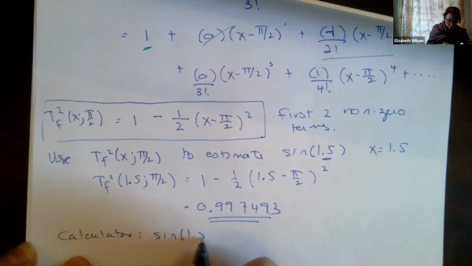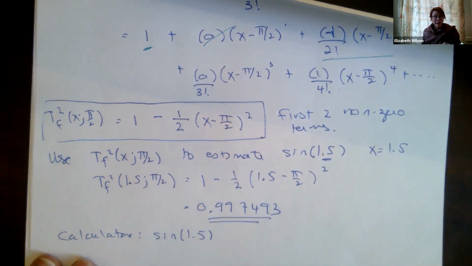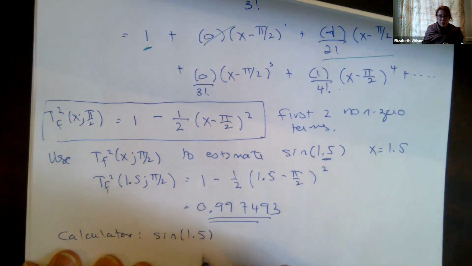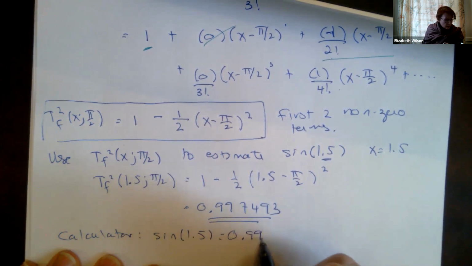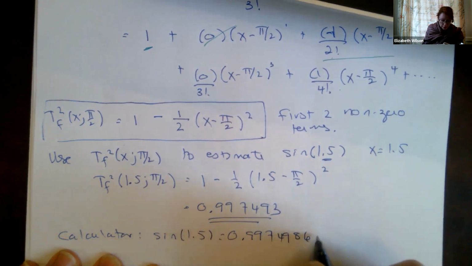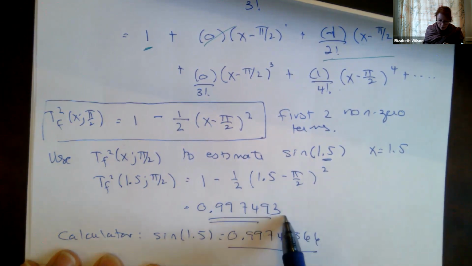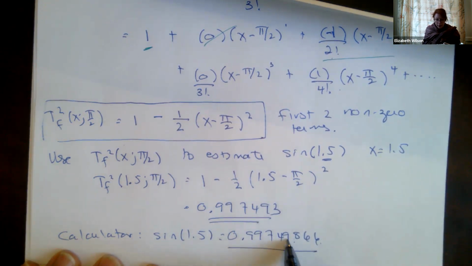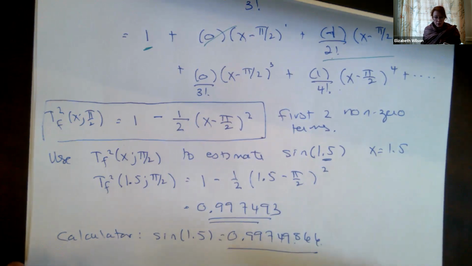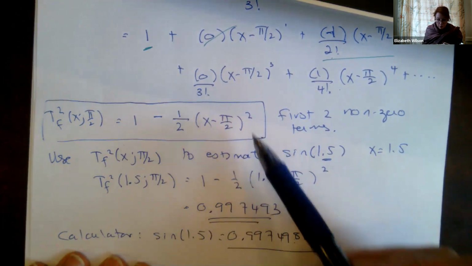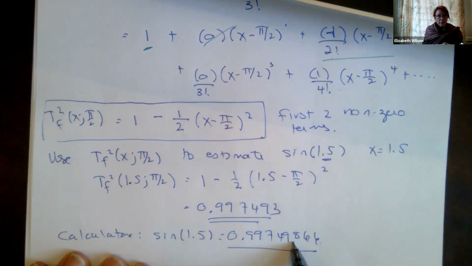Just for reference, I also did the sine of 1.5 on my calculator. Make sure you check your mode. You should be in radian mode on your calculator. If you do this in degree mode, you're going to get garbage. Sine of 1.5 is going to look like 0.9974986. So 0.99749, 0.99749, and then we start to bump off right about here. So it's not so bad. We went 1, 2, 3, 4, 5 places after the decimal.